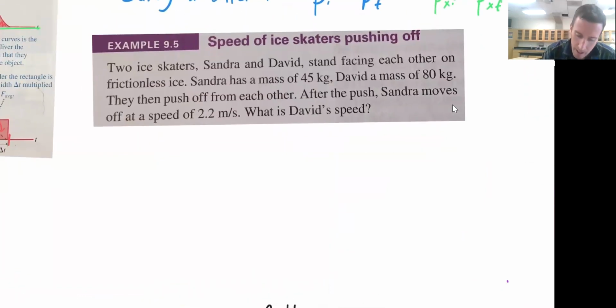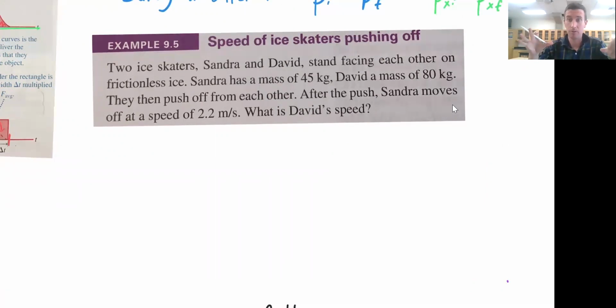Two ice skaters, Sandra and David, stand facing each other on frictionless ice. Sandra has a mass of 45 kilograms, David a mass of 80 kilograms. They push off from each other. After the push, Sandra moves off at a speed of 2.2 meters per second. What is David's speed?